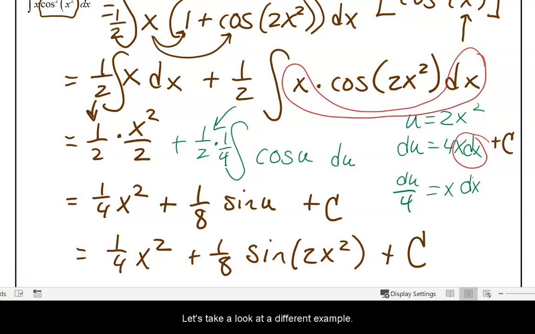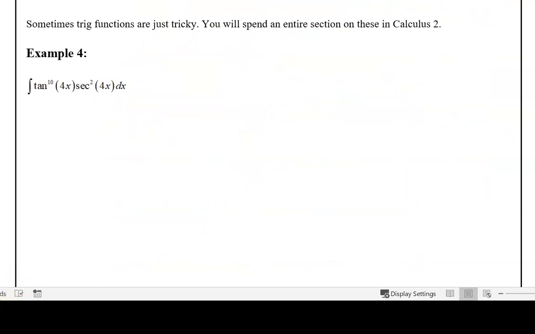Let's take a look at a different example. Here's another tricky trig function integral for you. Again, you'll spend an entire section on these in calculus 2. And if you take me, I have a really long handout to help you figure out how to simplify them. Let's take a look at this and see if we can figure out, what's u?